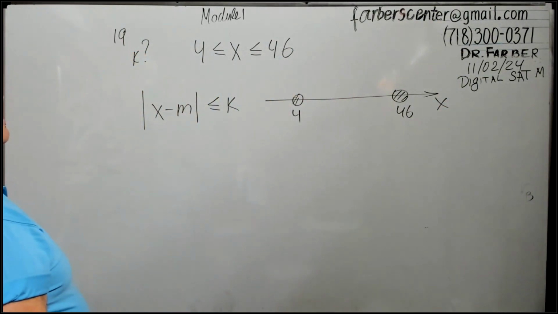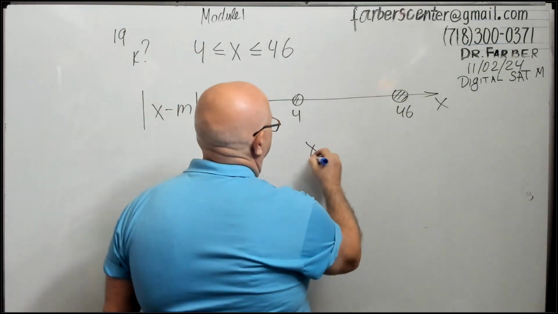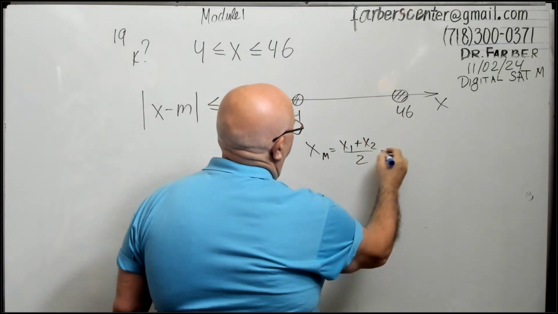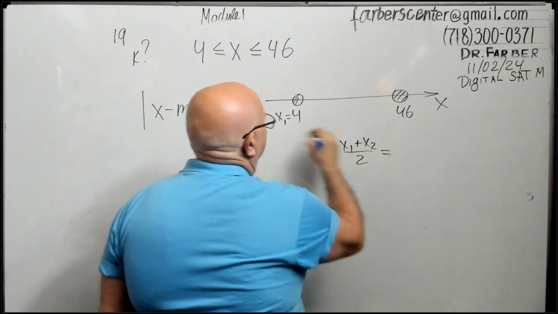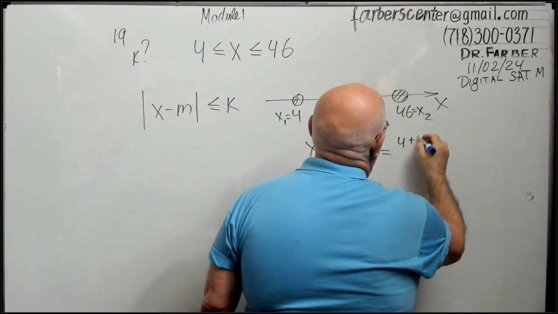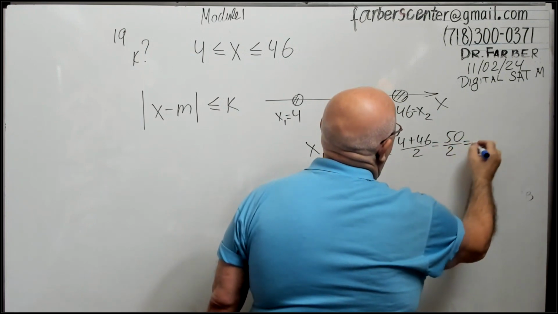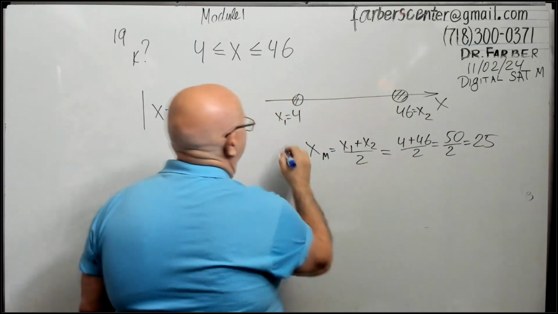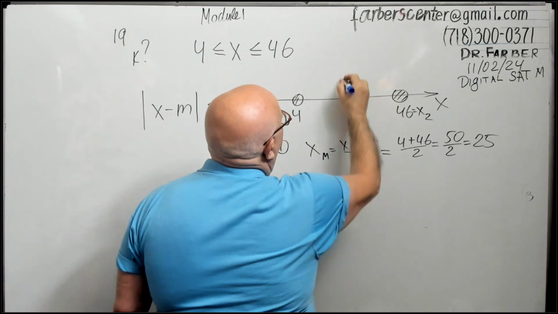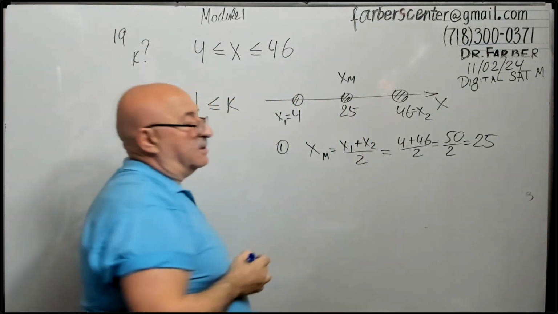So step number 1, when you have a problem like this, find xm, the midpoint, equals x1 plus x2 divided by 2. This is x1, this is x2, equals 4 plus 46 divided by 2. 50 divided by 2 is 25. So in step number 1, I found the midpoint, and this midpoint equals 25. Understand this step.